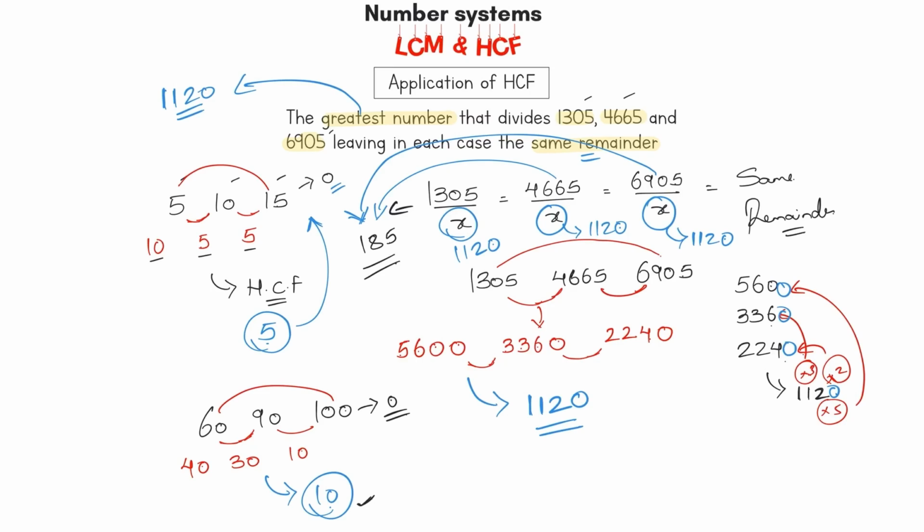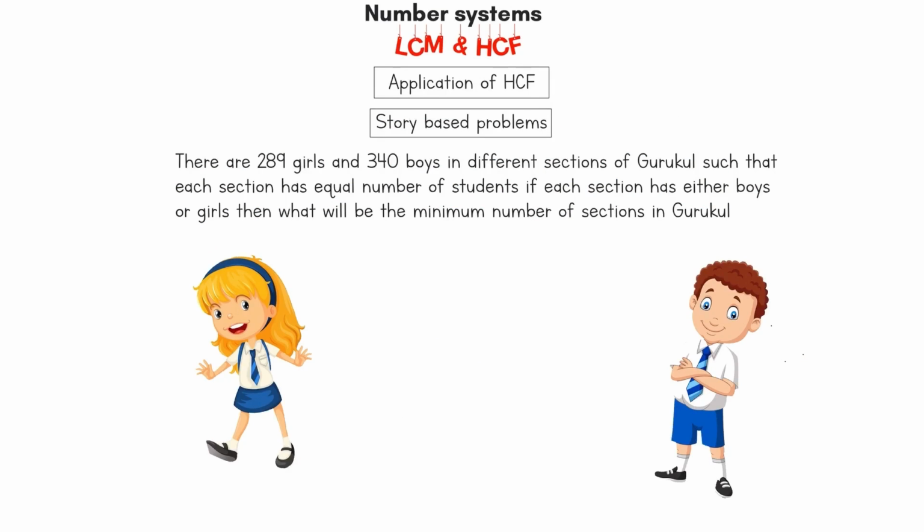Remember the basic technique here: take the 3 numbers, take their differences, get 3 more numbers, get their highest common factor, and that will be the greatest number that divides these 3 numbers to give you the same remainder in each case. Now let us see a few word-based and story-based problems on application of HCF. Till now we just solved numbers with respect to application of HCF. Now let's put it in real life and see how we apply what we have learned with HCF.